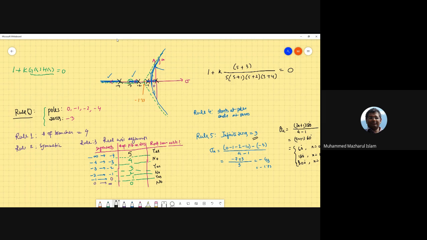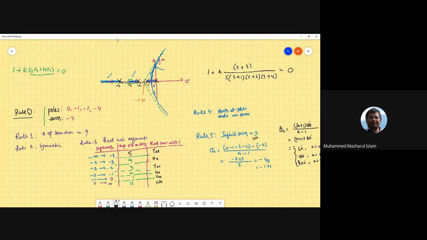Or even if H had one of the poles or zeros, and the forward transfer function G had the rest of the parts, doesn't matter. So it really doesn't matter which part belongs to H and which part belongs to G. As long as you can reconstruct the characteristic equation, it's fine. Now, we learned 5 rules in the previous class. Rule number 0, or the starting point, was to find out the poles and zeros of the system.